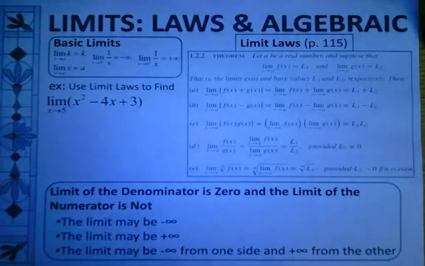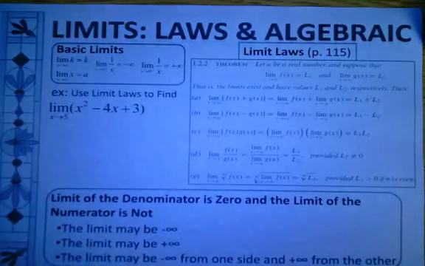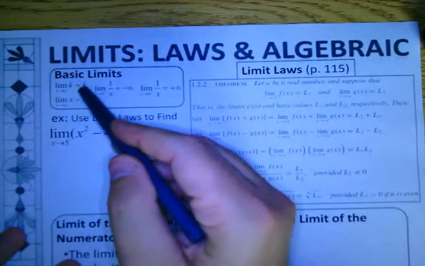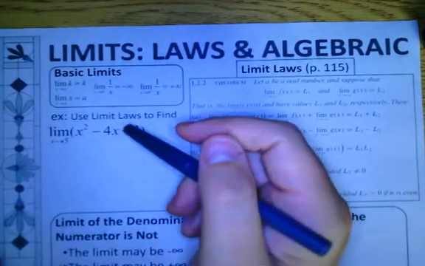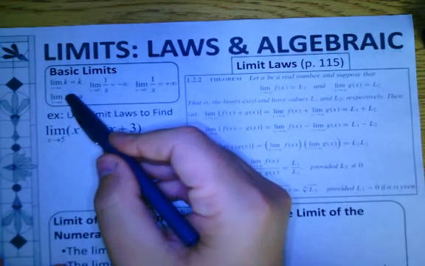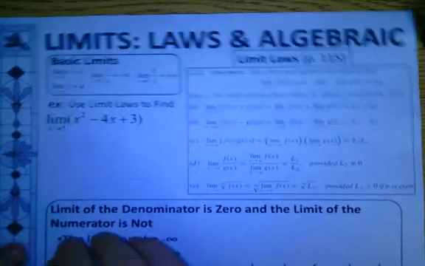This video is going to cover limits, the laws, and finding limits algebraically. So up here are just very basic limit ideas. If you find the limit of just a constant function, it is that constant. That's just a horizontal line. And if you're finding the limit of just an x value, it is just whatever value you're trying to find the limit of.